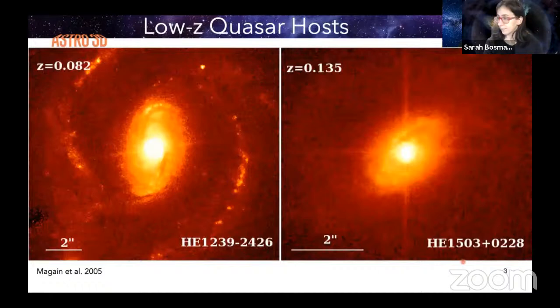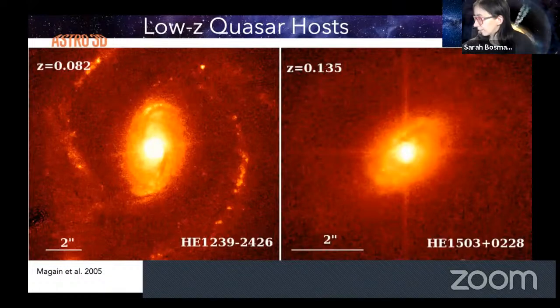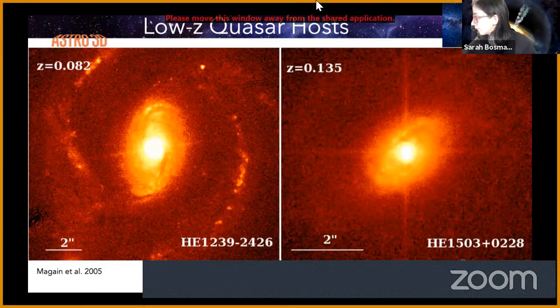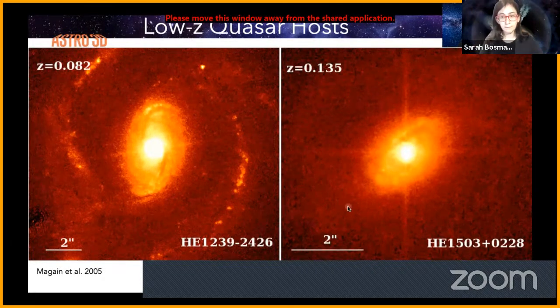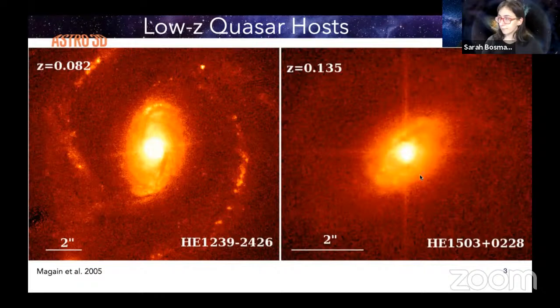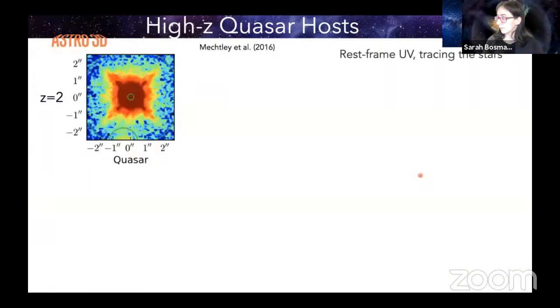So measuring black holes at higher redshifts is relatively easy because we've got quasars that are extremely bright and we can see out to higher redshifts. Measuring the host properties, however, is where things get a bit trickier. So here we have host galaxies in the local universe. These are two images with HST. So you can see the really bright quasar at the center, which has surrounding more extended emission from the host galaxy. So measuring the properties of these galaxies is relatively easy at low redshift, but things get much trickier when you go to higher redshifts.